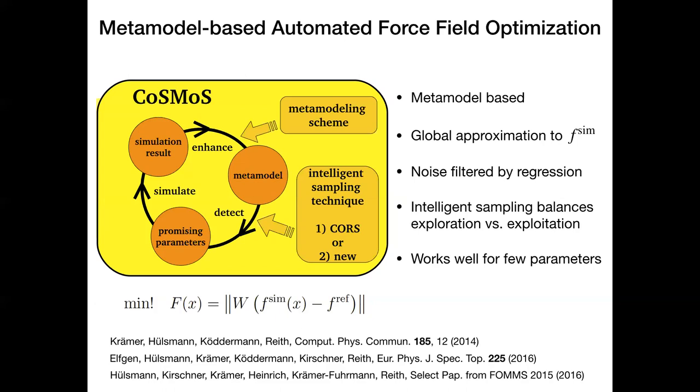And then you need some kind of sampling technique that says, okay, I have a given model of my simulation, or a meta model of my simulation. How am I going to use that to detect new promising parameters? And this worked well when you have very few parameters, like maybe 8 to 10 parameters in your force field, and it worked well for a few things that we did with small molecules. But you're not going to get meaningful predictions when you have a high-dimensional parameter space.